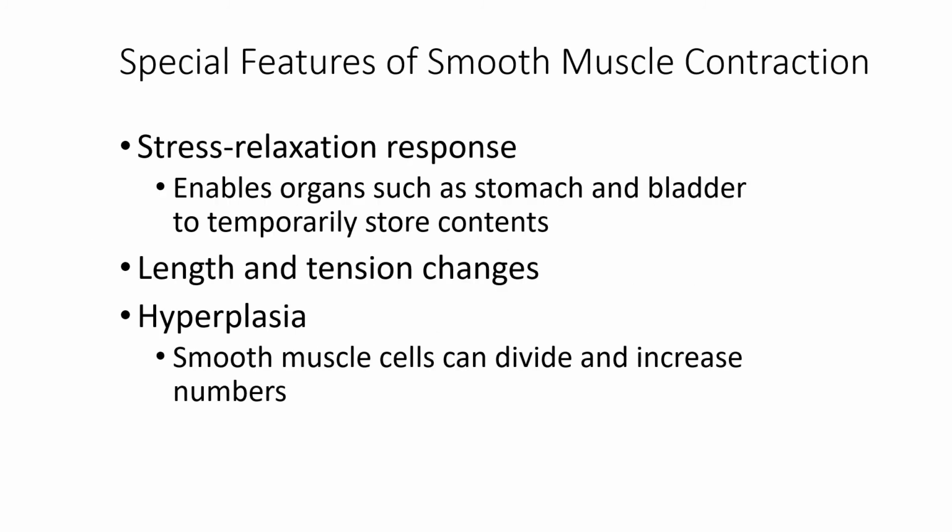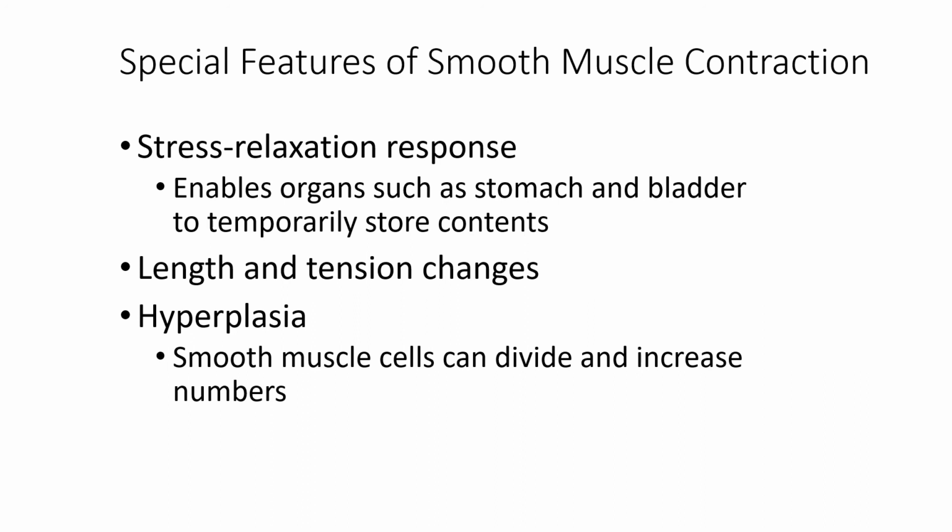There are also a couple of special features associated with smooth muscle contraction. The first is the stress relaxation response. This is when the organ responds to stretch only briefly, then adapts to the new length. It retains its ability to contract on demand, but enables organs such as the stomach and bladder to temporarily store contents, and so therefore can expand and remain at that expanded position for a little bit longer.